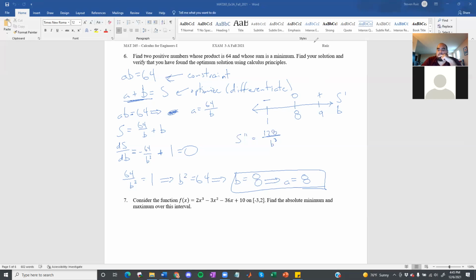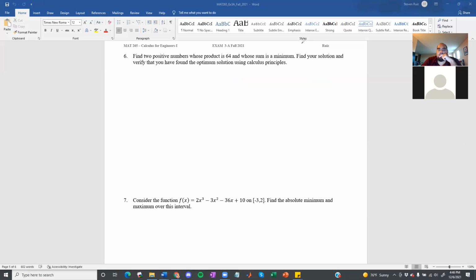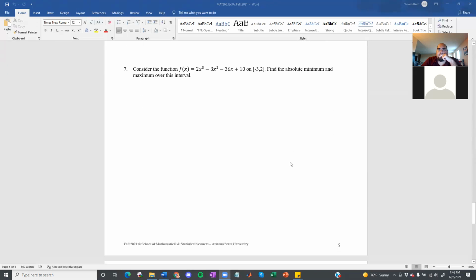Okay. And then for number 7, I think I got most of this part right. So we'll take the derivative once, which is 6x squared minus 6x minus 36. And then the double derivative would be 12x minus 6.